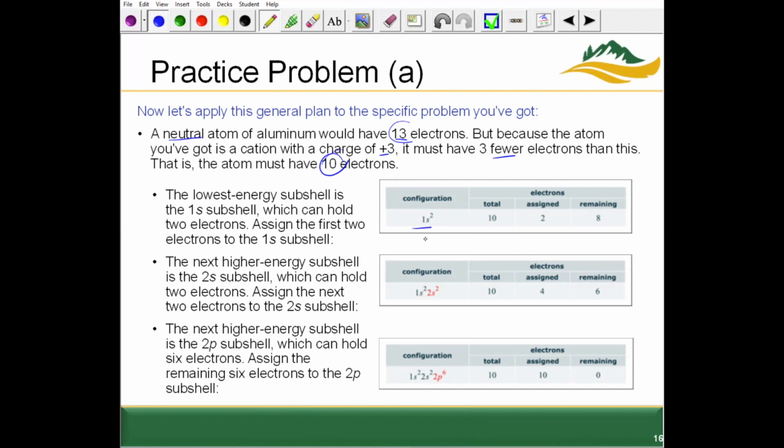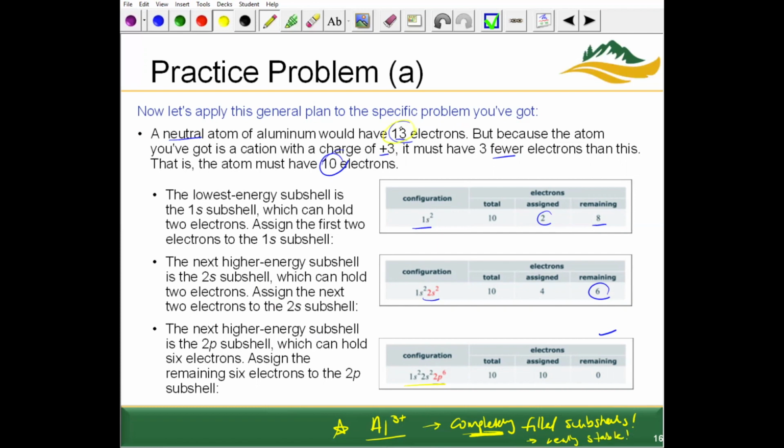1s2 holds 2 electrons. Now we have 8 left. 2s2 holds 2 electrons. Now we have 6 left. 2p6 can hold those 6 remaining electrons. Because this ends up with a filled subshell of 2p6, this is why aluminum prefers to form 3+ ions. This leads to completely filled subshells, which is a really stable form of the atom.